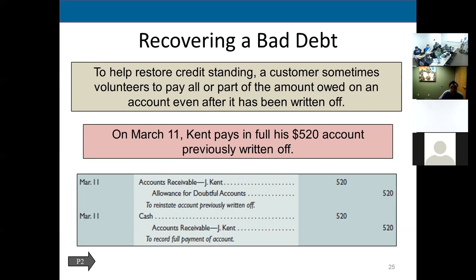So the big change between these two methods is, one, under the direct method, we're waiting for it to be realized before we record. Under the allowance, we're estimating the amount we are expecting. Once that money is recovered under each example, you're going to have to adjust accounts receivable and the allowance for doubtful accounts. You're going to reconcile those two accounts, and then you're going to have to record the actual cash that was received.